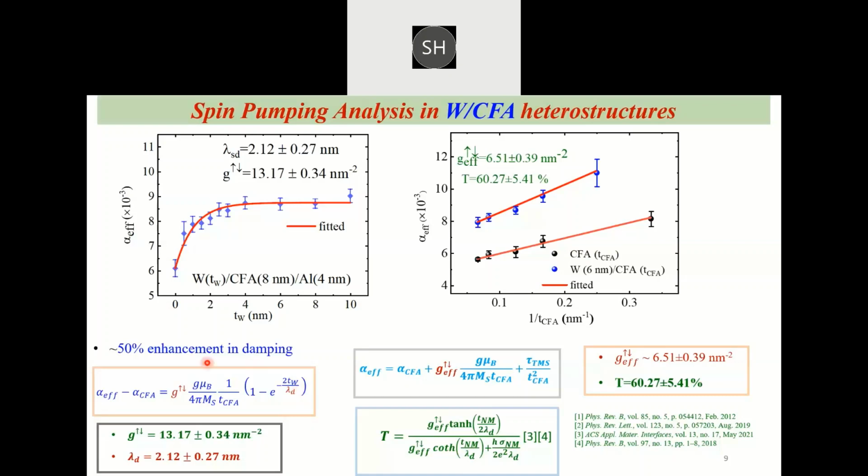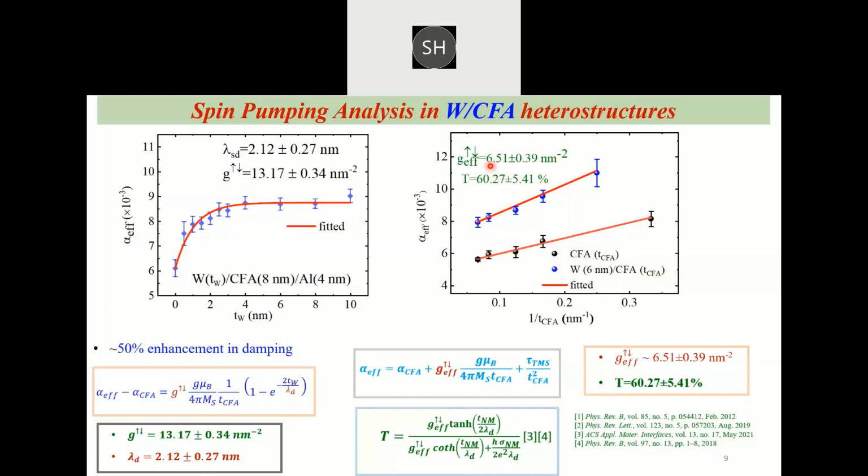And this is why this spin mixing conductance is called the intrinsic spin mixing conductance, not the effective one. And to account for this, we have also performed CFA thickness dependent spin pumping measurement, where the tungsten thickness was fixed at 6 nanometer and the CFA thickness is varied. And to take into account the finite size effect induced surface interface scattering, we have also performed this measurement on single layer CFA thin films with different thicknesses.